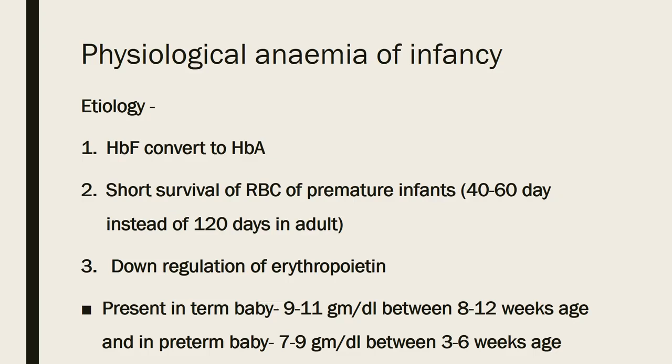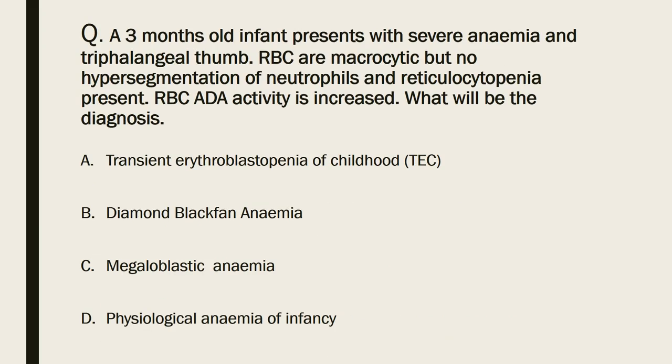And this physiological anemia of infancy is present in all full-term babies between 8 to 12 weeks of age, and at this time hemoglobin will be between 9 to 11 gram per dl. And in a preterm baby it is present a little earlier, between 3 to 6 weeks of age, and hemoglobin levels are between 7 to 9 gram per dl. So this is physiological anemia of infancy.